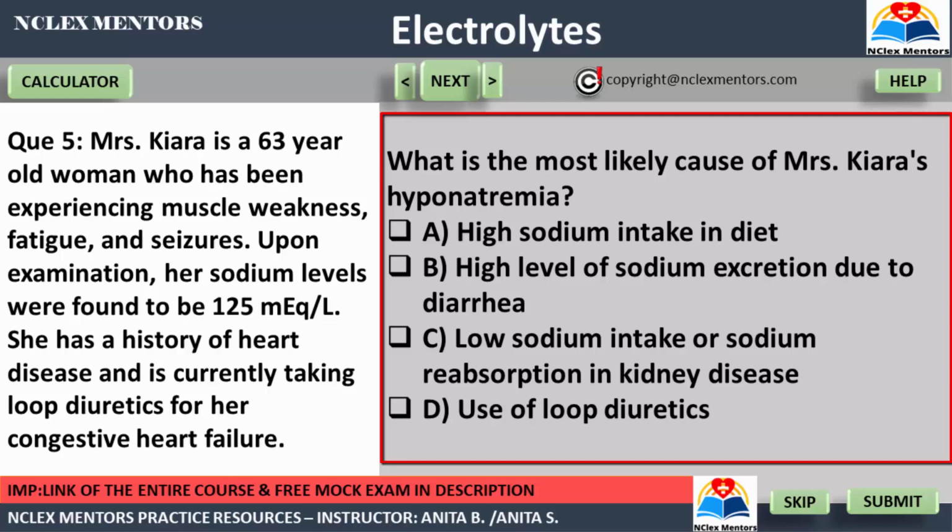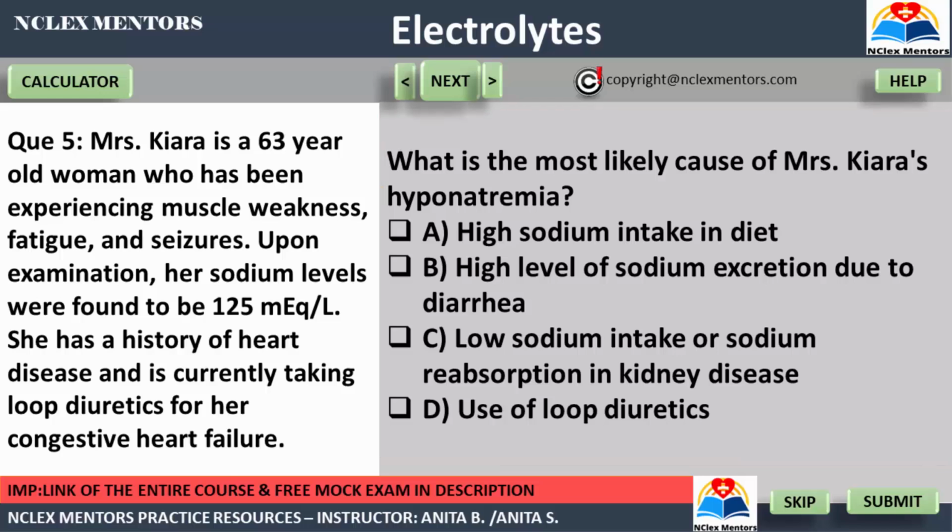The options given to you for this question on the screen are Option A, high sodium intake in diet. Option B, high level of sodium excretion due to diarrhea. Option C, low sodium intake or sodium reabsorption in kidney disease. Option D, use of loop diuretics. Take your time to go through the question and each of these options. The timer starts on top right corner of the screen, but if you need more time, you can pause the screen as well.